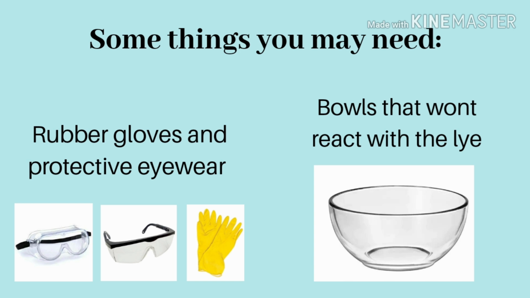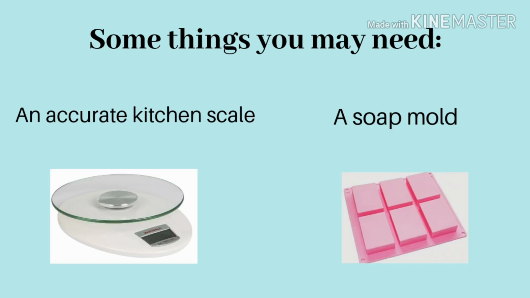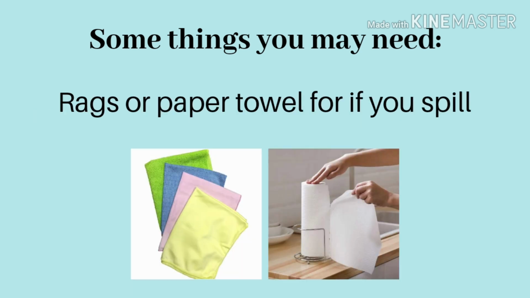First up is some rubber gloves and protective eyewear, and then you'll need bowls that won't react with the lye. Next is a digital thermometer or temperature gun like we spoke about earlier, and a variety of mixing and measuring spoons. You will need an accurate kitchen scale because you obviously want to get the right measurements, and a soap mold. You will also need some rags or paper towel for if you spill while making your soap.